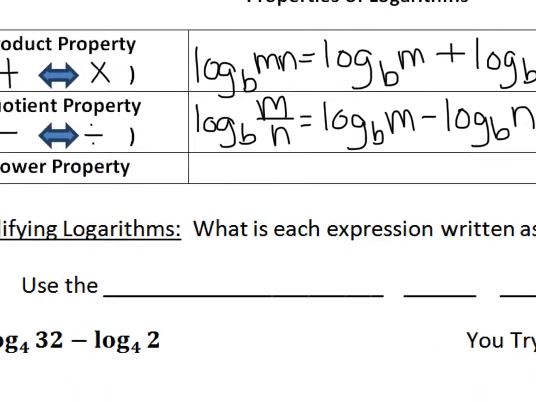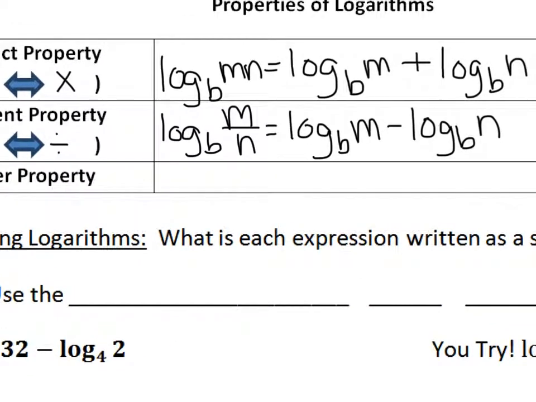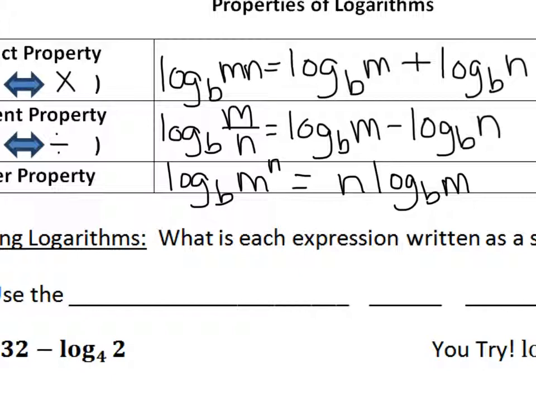The last property we have is the power property, and this says that if I have a log of base b and m is raised to the nth power, I can write that as n times the log base b of m. So this is what we call expanding or simplifying the logs. And we do this again in order to evaluate. Sometimes we can only evaluate them when we get down to certain answers.